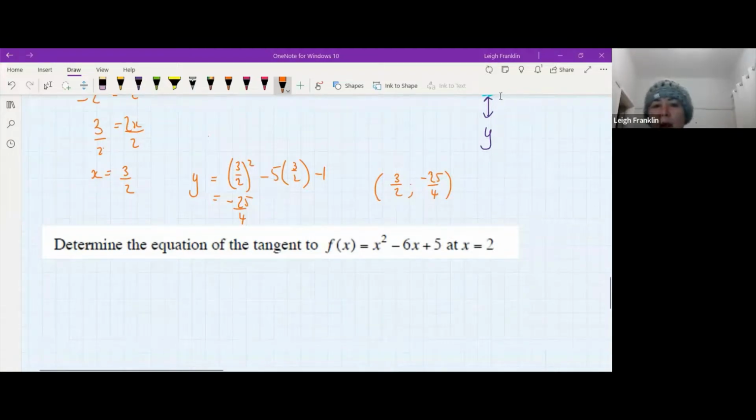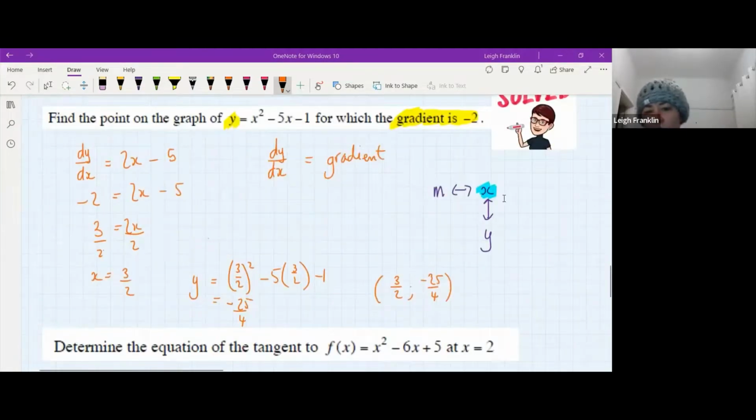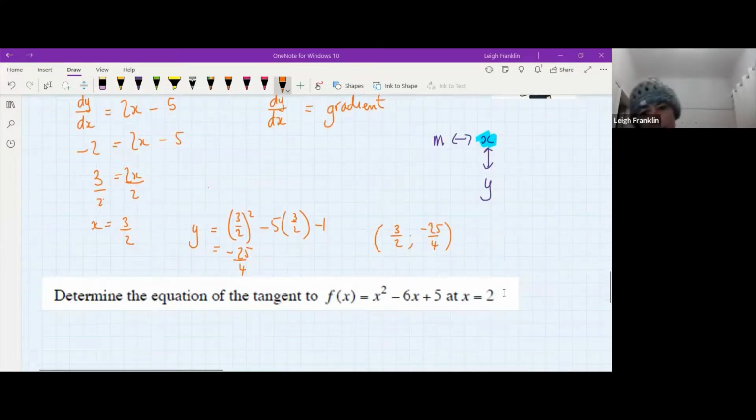Okay, so I don't know what you think of this silly little drawing of mine with the m and the x and the y, but I think it really helps. Okay, so again here, determine the equation of the tangent. Now this is a little bit different because they're asking you for the equation of the tangent. f of x equals x squared minus 6x plus 5 at x equals 2. Okay, so here again, they're giving you the 2.